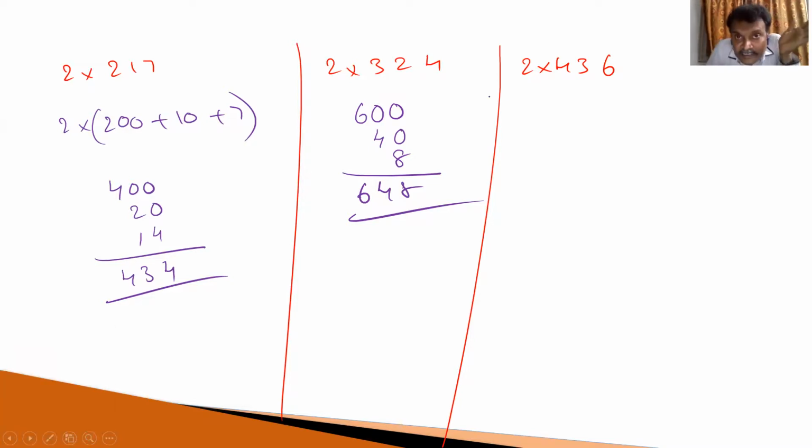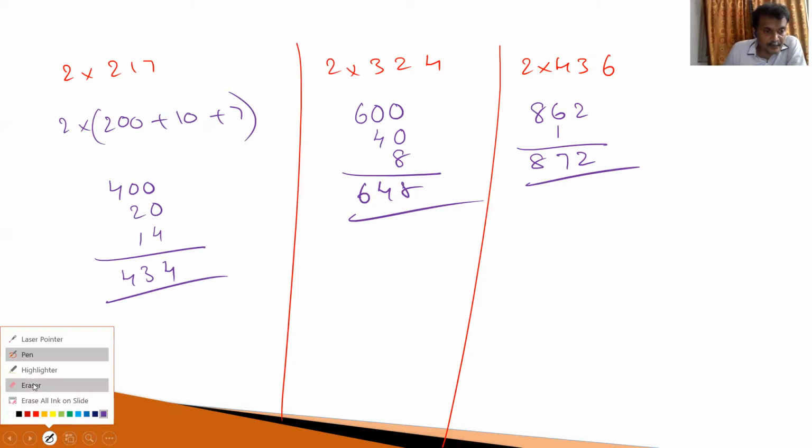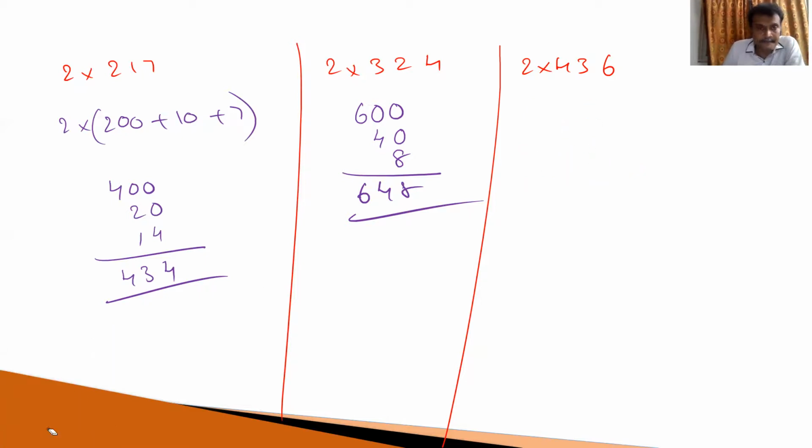2 times 400 is equal to how much? 800. 2 times 30 is equal to how much? That is equal to 60. 2 times 6 is equal to how much? That is equal to 12. Here 2 is in the unit place and 1 is in the tens place. So what is the answer? Answer is 872. Once again, I'm going to explain here.